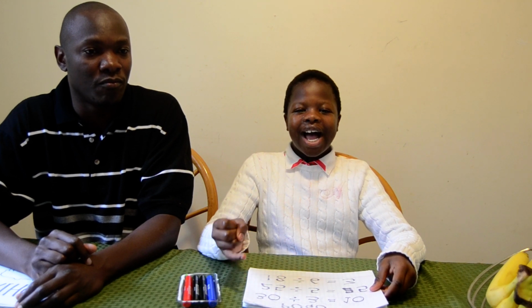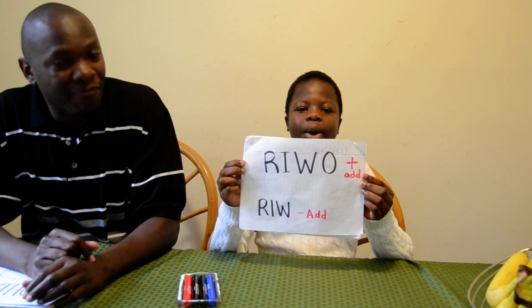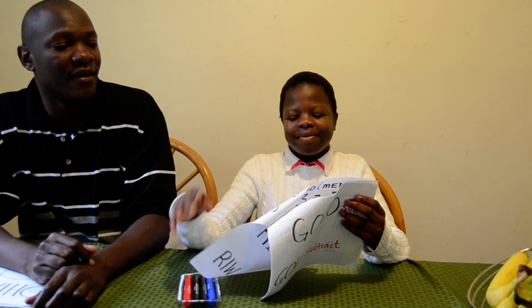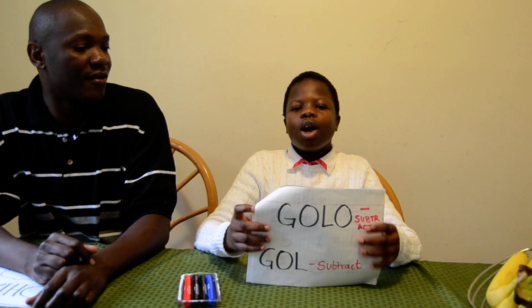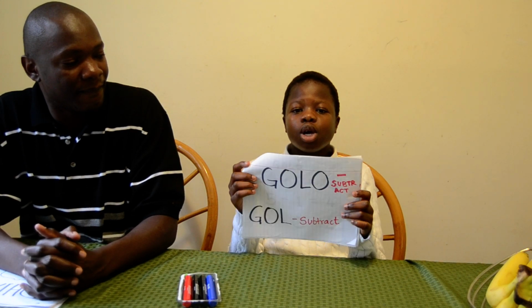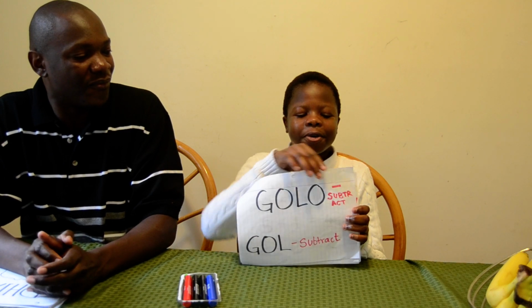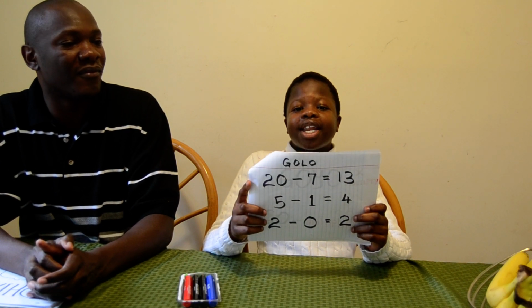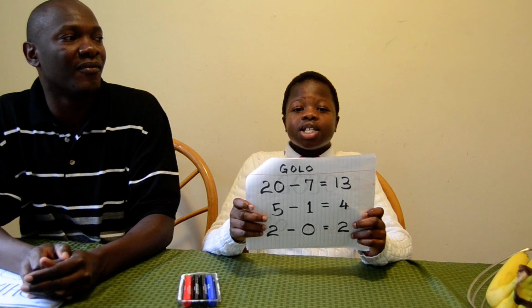I learned how to add, subtract, multiply, and divide in Luo. So I'm going to show you how you pronounce the words in Luo. Riwo, add. Golo, subtract. I'm going to do an example. Gol ariyo kuom adek, and the answer would be achiel.